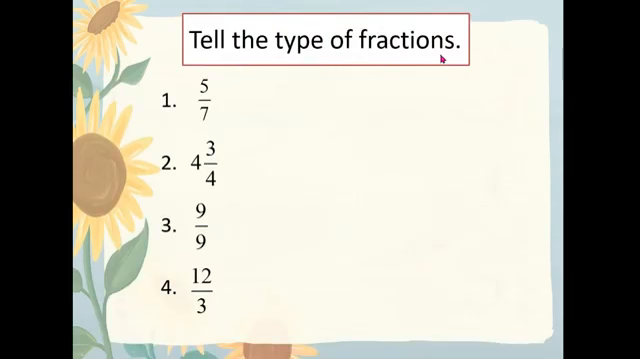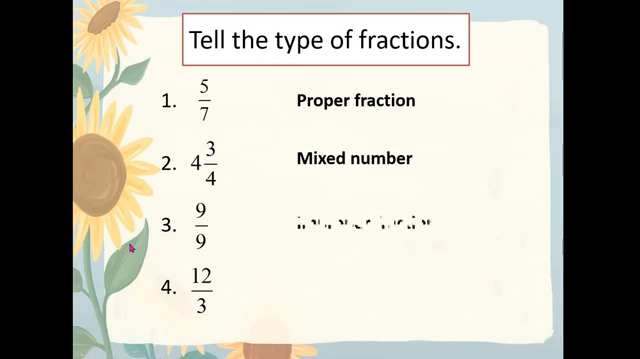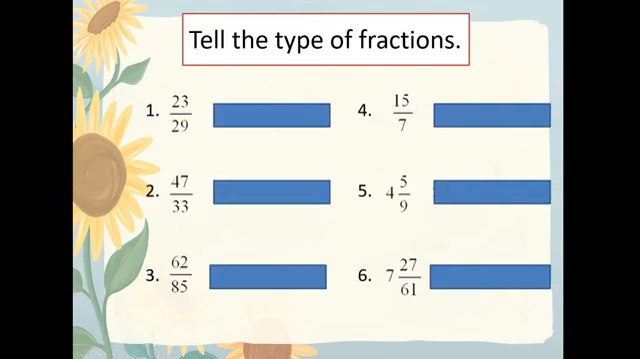Tell the type of fractions. Number 1. What type of fraction is 5 over 7? It is proper fraction. Number 2. What type of fraction is 4 and 3 over 4? It is mixed number. Number 3. What type of fraction is 9 over 9? It is improper fraction. And number 4, what is 12 over 3? It is improper fraction.